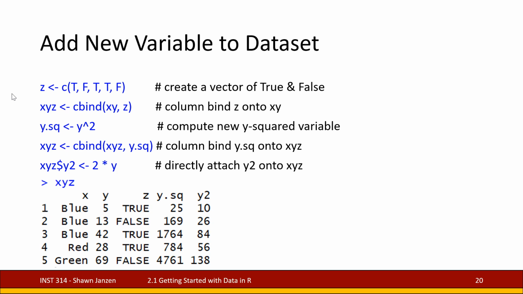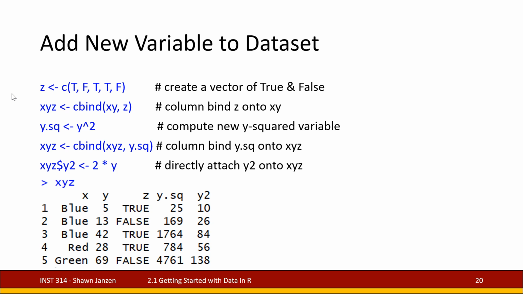Once it's in the object environment, we can start manipulating it, working with it a little bit. So at the moment, what I've done in the examples here is I'm creating a new vector just full of trues and falses. So I use the c, and inside there, T, F, T, T, F. So I've made a vector of length 5, with a bunch of trues and falses.